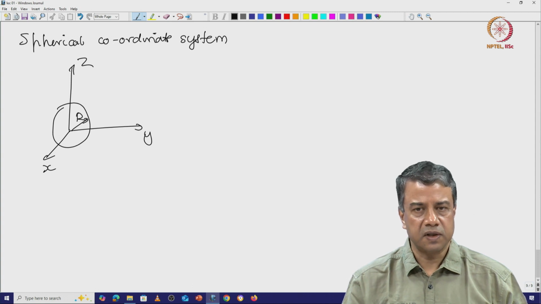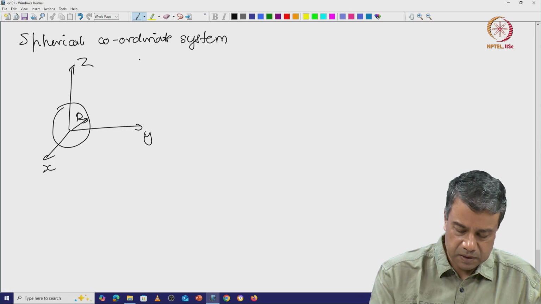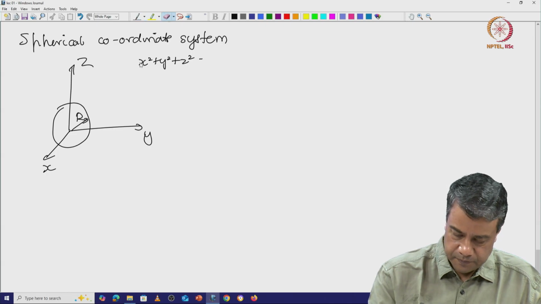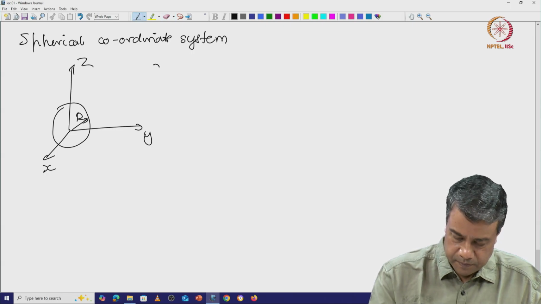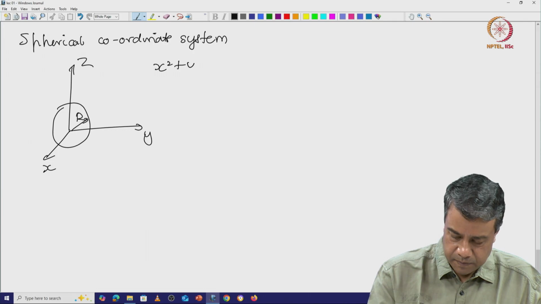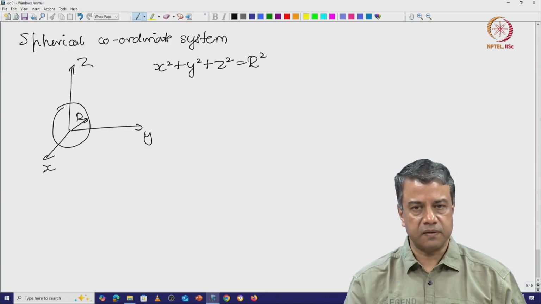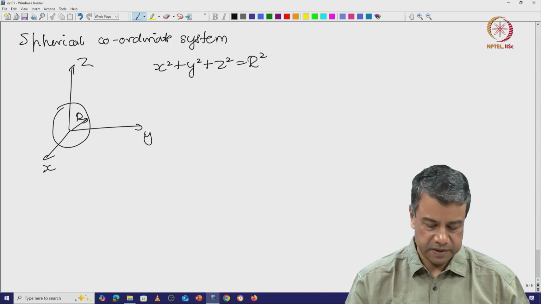a Cartesian coordinate system is not convenient here because the surface in the Cartesian coordinate system is x square plus y square plus z square is equal to r square. So, that defines the surface and you have to apply conditions on that surface.